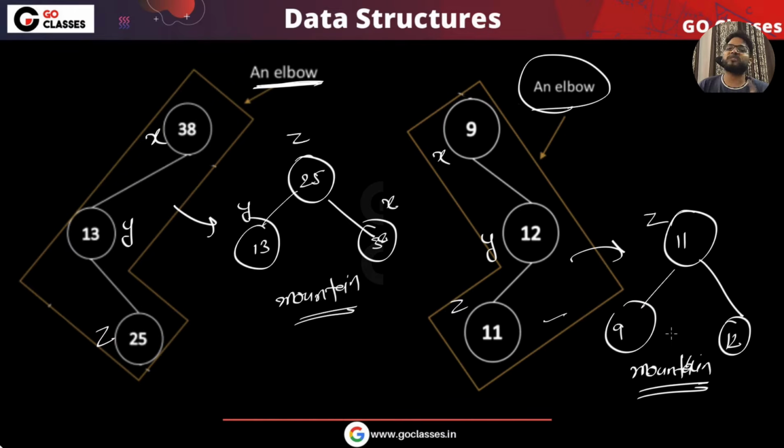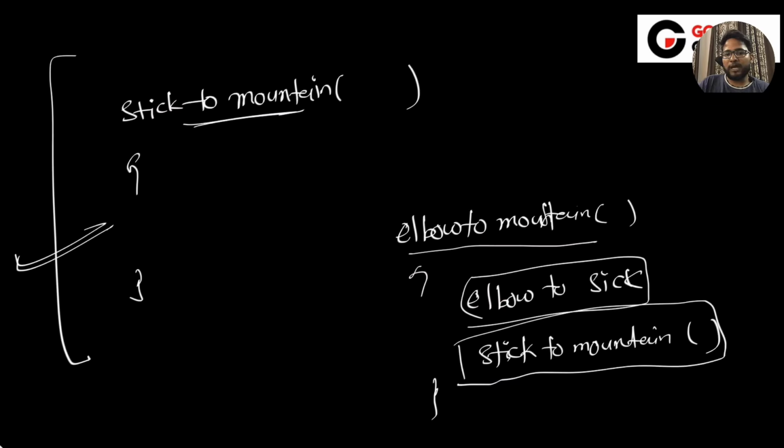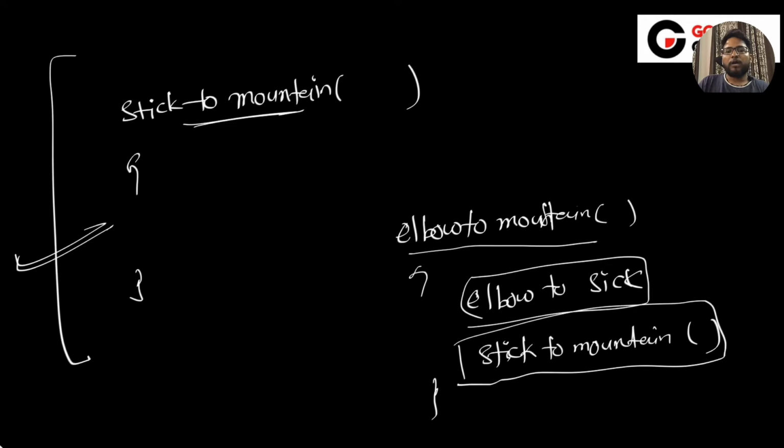I will not say, first convert that to a stick, then go to the mountain. No, why waste so much time, right? When you have an elbow, you know how to reach the mountain. That is very easy. Why waste your time first converting that elbow to a stick, then stick to mountain? There is absolutely no need. But for the sake of completion, I just told you that this is called double rotation. Okay, now I hope you got it.